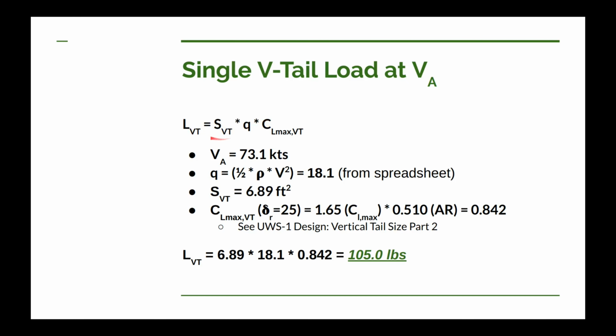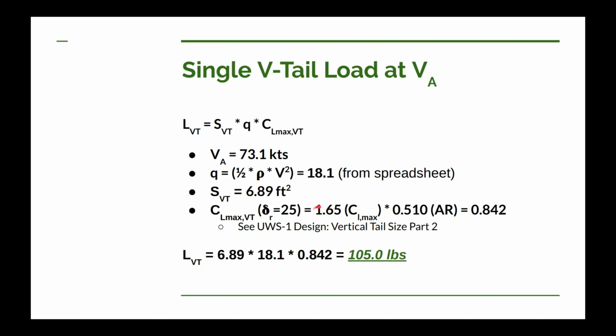Let's talk about what we're going to plug in here for surface area, dynamic pressure, and lift. Like I said, we're doing this V sub A at 73.1 knots. Our dynamic pressure is this little equation, and I now use a spreadsheet to do this calculation instead of a calculator, where I can accidentally input the wrong values. By the way, this row is at sea level, just in case you're wondering. So dynamic pressure is 18.1 at this velocity. The surface area we already talked about. This is the surface area of the vertical tail, 6.89 square feet.